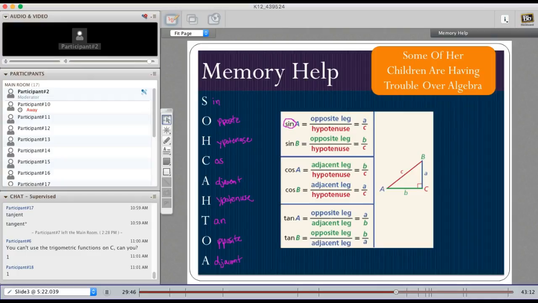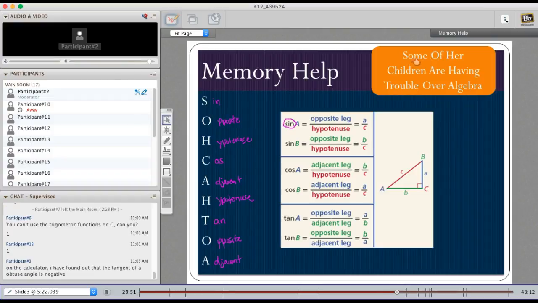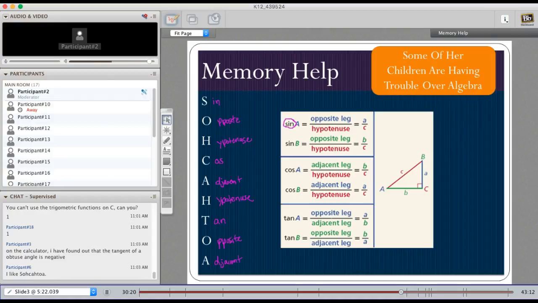Okay? So, SOHCAHTOA is one mnemonic. Last year I had a student that thought of this: Some of her children are having trouble over algebra. So this is the ratio for sine. Sine is opposite over hypotenuse. Cosine, adjacent over hypotenuse. Tangent, opposite over adjacent. So you can think of something else. If you don't like SOHCAHTOA, I just want you to be able to remember the ratios somehow. But I will use SOHCAHTOA a lot. So if you can get used to that one, that's the one you'll, just because that's what I learned and it works for me, so that's what I use. Okay?